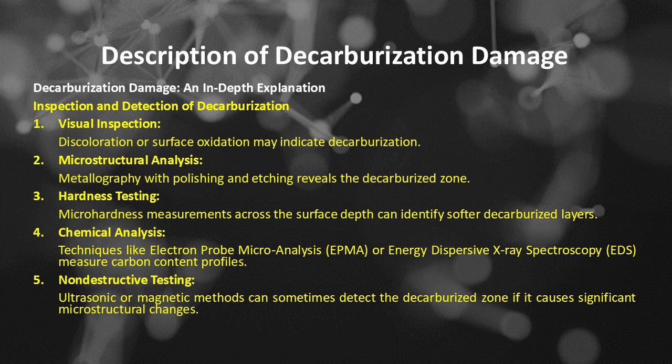Number 4. Chemical analysis. Techniques like electron probe microanalysis, EPMA, or energy dispersive X-ray spectroscopy, EDS, measure carbon content profiles. Number 5. Non-destructive testing. Ultrasonic or magnetic methods can sometimes detect the decarburized zone if it causes significant microstructural changes.